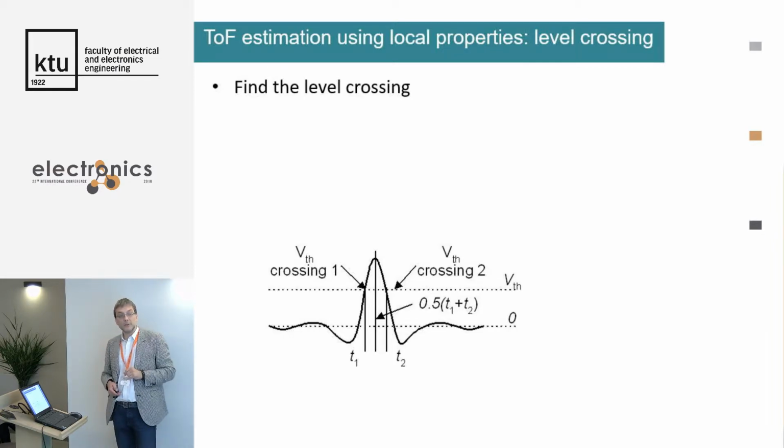The other approach is to use some level crossing, not the peak, but some level crossing. The problem then is that this time delay estimate is dependent on the amplitude of the signal. This can be overcome either by automated gain control or by using two level crossings, one before the peak and another beyond the peak, and then taking the average. In such a case, more or less, this bias or systematic error is reduced.